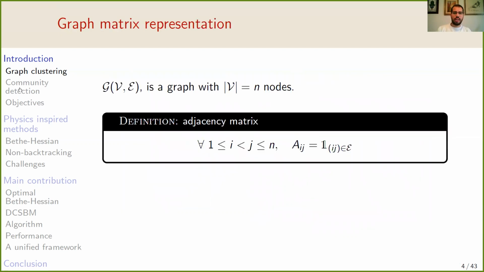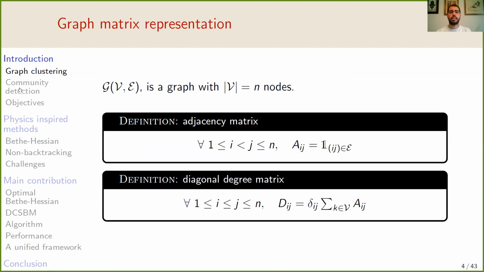Now, the basic idea we want to exploit is the fact that a graph has a natural way to be represented as a matrix. G is the graph, V is the set of vertices or nodes. We say that there are n nodes, and E is the set of edges. Then we define the adjacency matrix, which is a representation of the graph, as the matrix of size n times n, the number of nodes, so that the entry ij is equal to 1 if there is an interaction between node i and node j, and is equal to 0 otherwise.